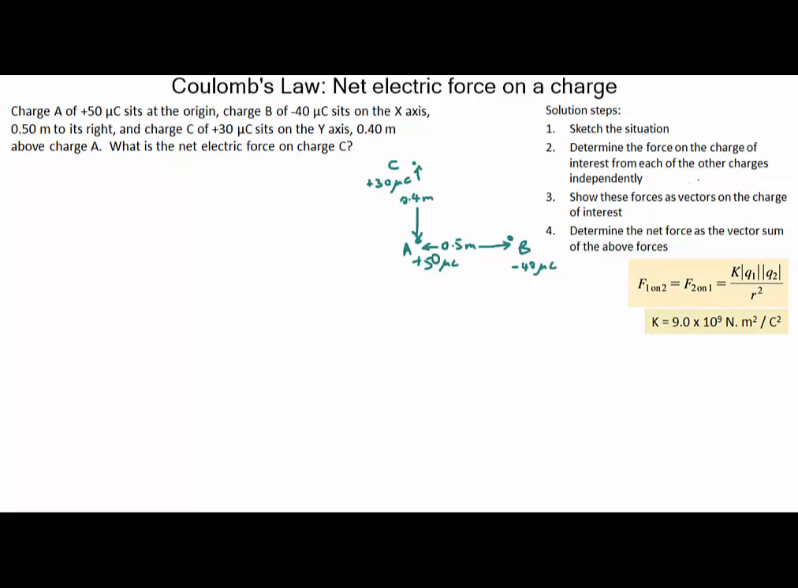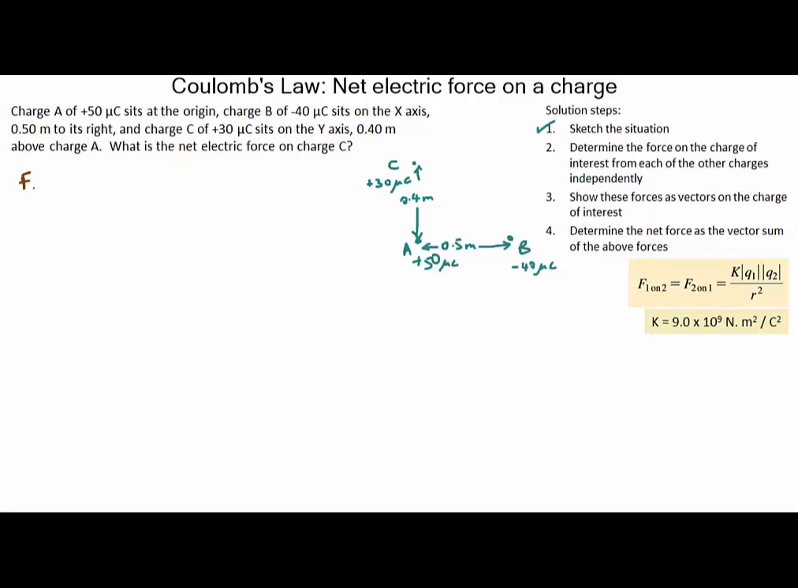Our next step was to determine each of these individual forces on our charge of interest. In this case, the charge of interest is charge C. So we need to figure out the force of A on C and the force of B on C, and we can do those two independently. When we're looking to figure out the force of A on C, we can completely ignore B, and when we're trying to figure out the force of B on C, we can completely ignore A.